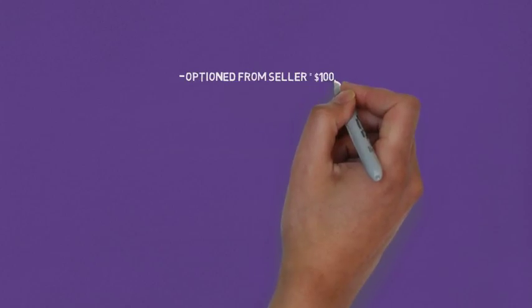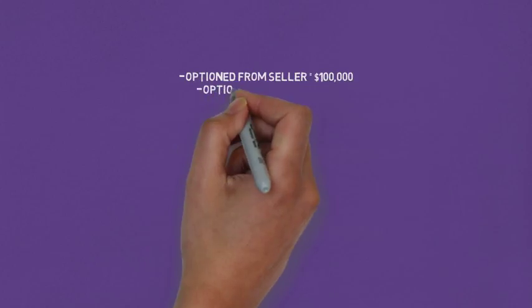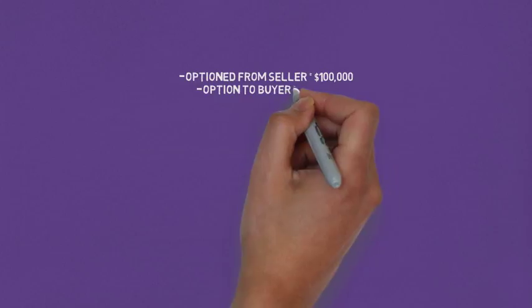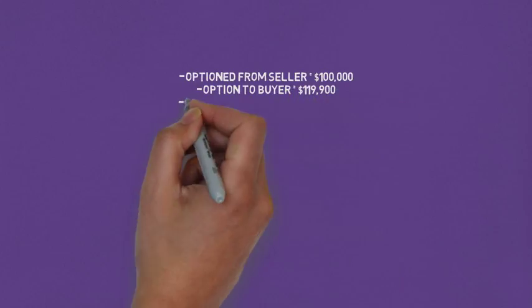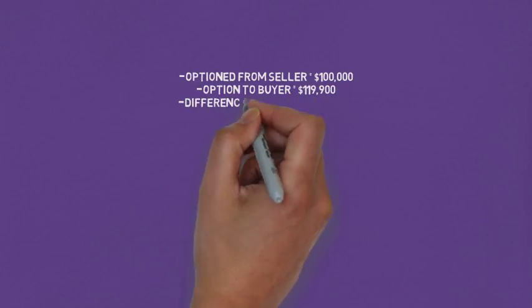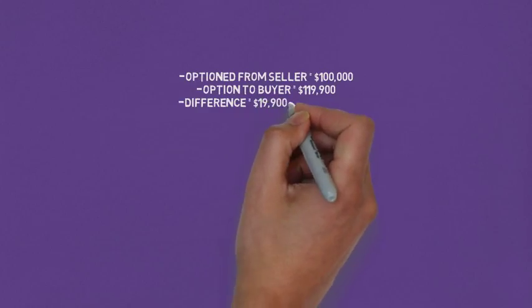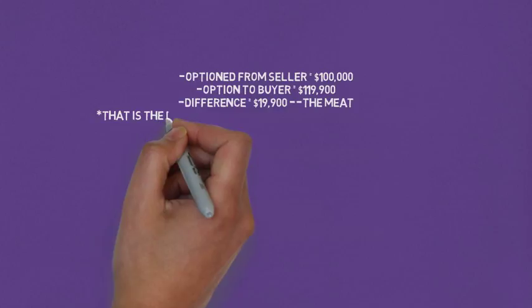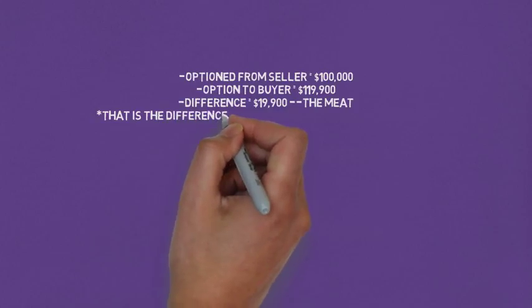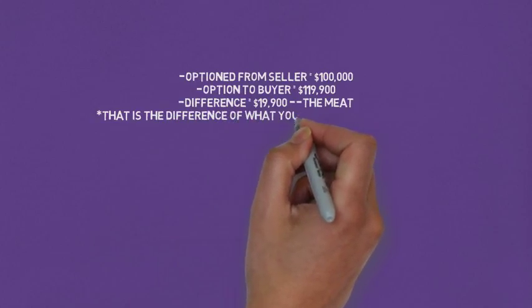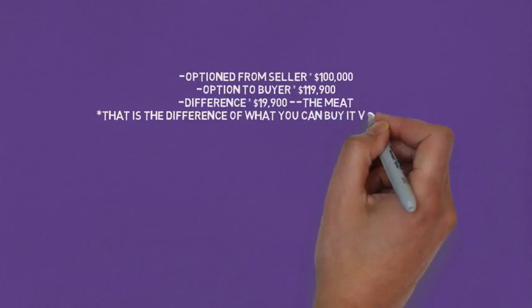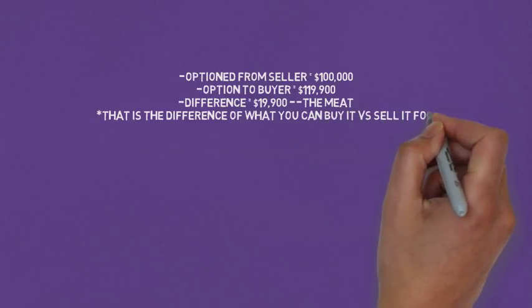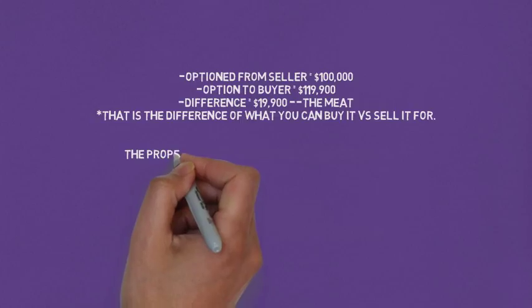Now, these are just made up numbers to give you an example of how a deal would work. Let's say the seller is willing to option you a property for $100,000. It's optioned to a tenant buyer for more money, your tenant buyer, say for $119,900. So the difference between the two is $19,900. We'll call that the meat in the middle of our sandwich lease option, the difference between what you're buying it for and what you can sell it for.